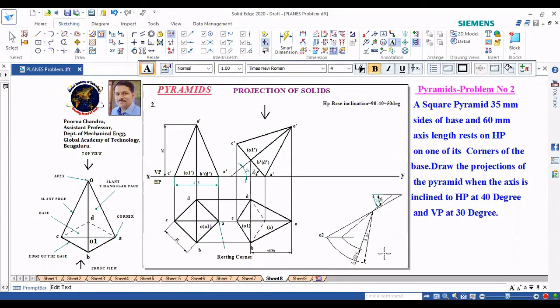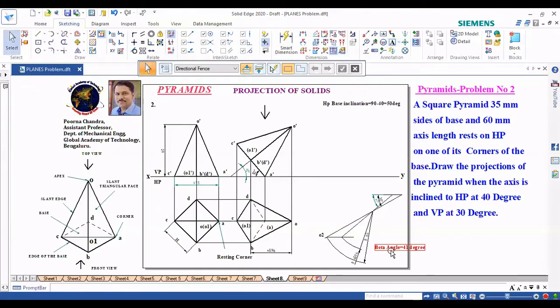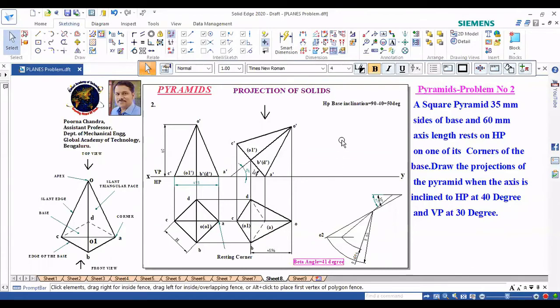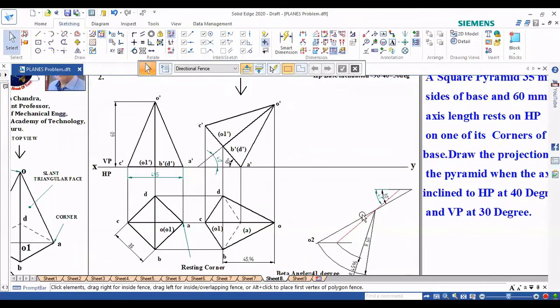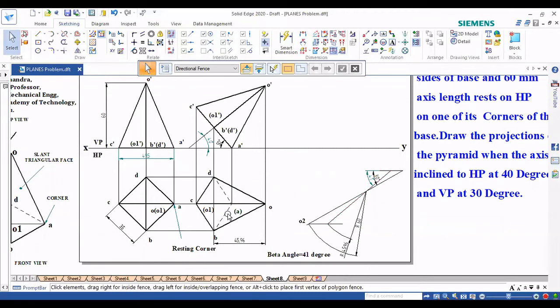Now you can type the angle here: beta angle is equal to 41 degree. Okay. So now I have projected this. Now I need to construct this over here.